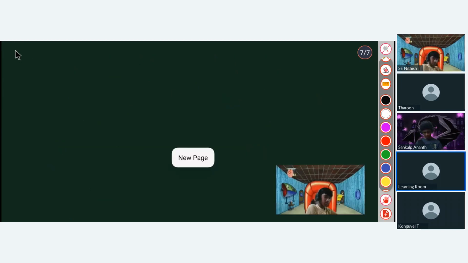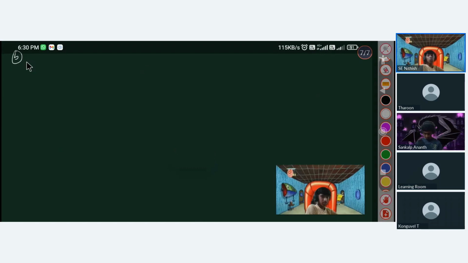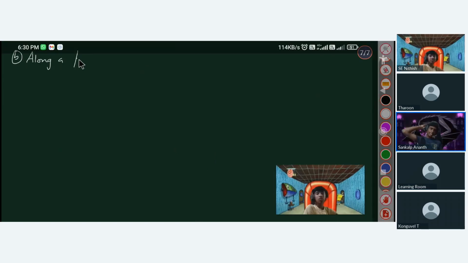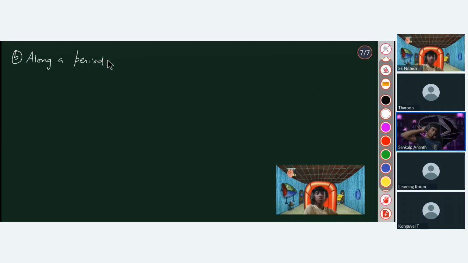Tell me, along a period, what will happen? It will increase by 1 along a period till 8 and then decrease. Sir, till metalloids it will increase by 1, and from metalloids it will decrease by 1.